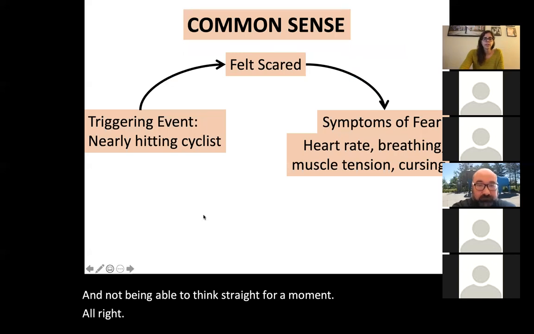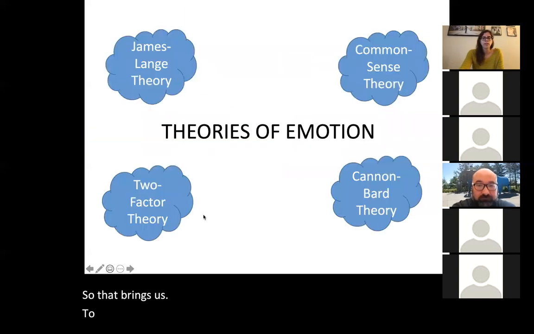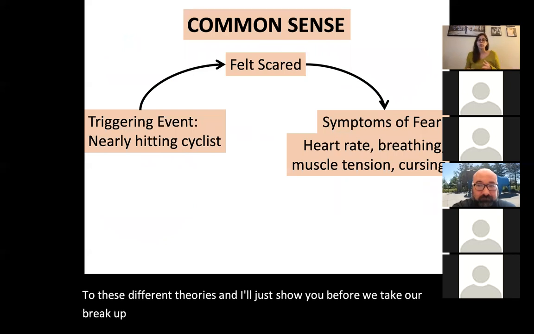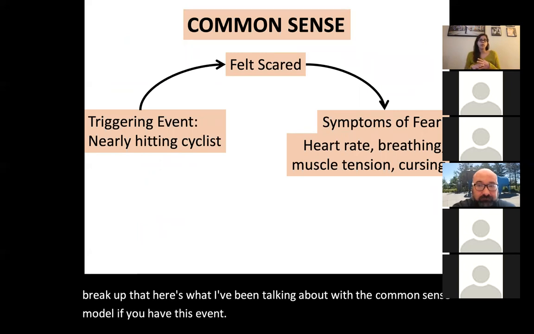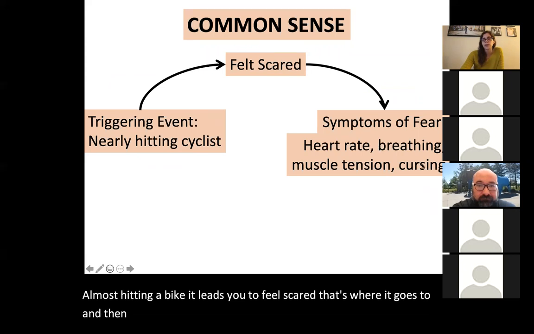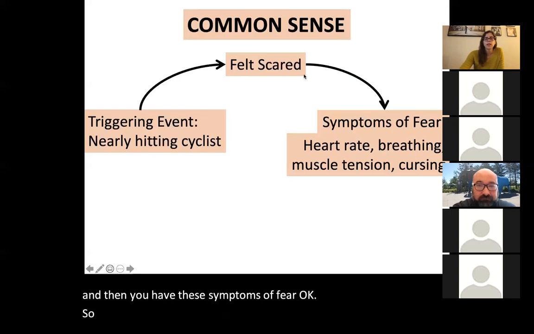So that brings us to these different theories. And I'll just show you before we take our break, here's what I've been talking about with the common sense model. So if you have this event of almost hitting a bike, it leads you to feel scared. That's where it goes to. And then you have these symptoms of fear. So it's really the subjective feeling that happens before the physiological symptoms. And we talked about, is that the best way to think about it?